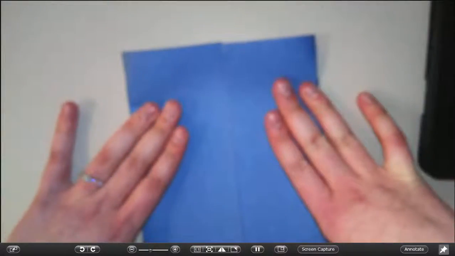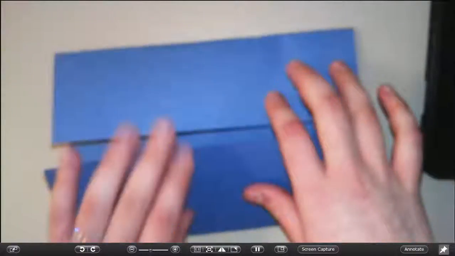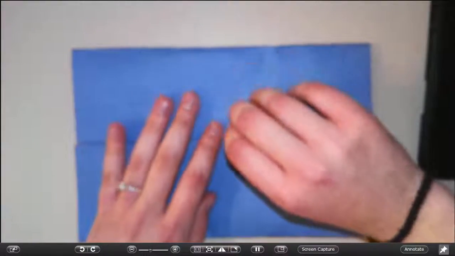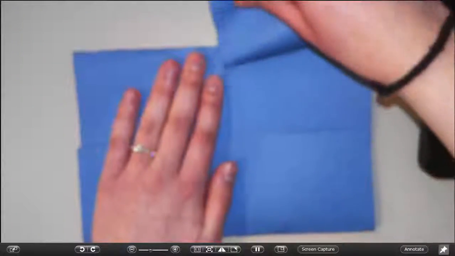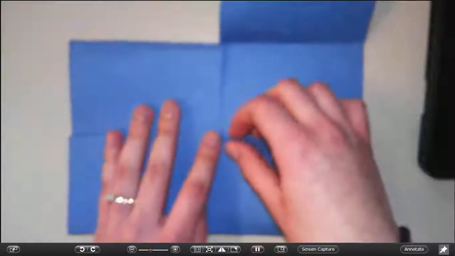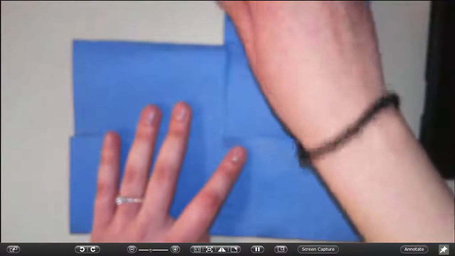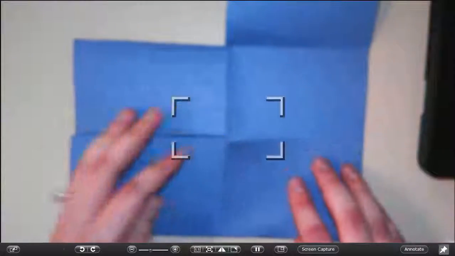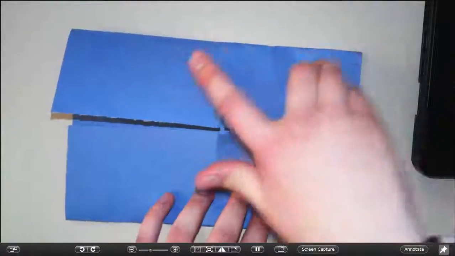Okay, so there's my fold. Hope you guys can see that. Now, I prefer you guys to use scissors, but I don't have any close to me, so I'm just going to tear that. Now, I have two pretty even folds. Okay, and that's how I create my foldable.